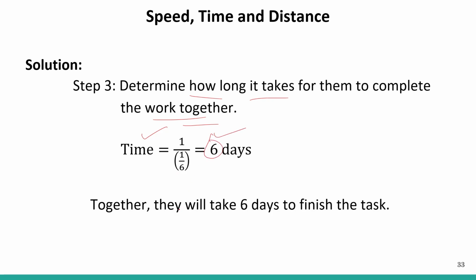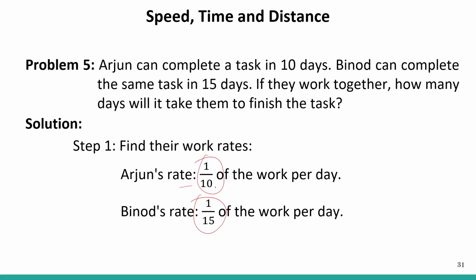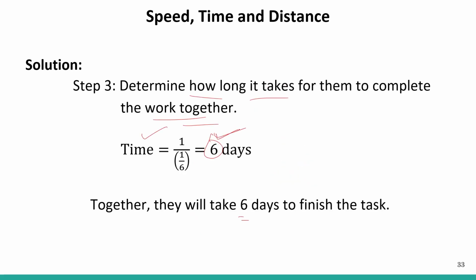So if they work together, then they will take 6 days to finish that task. But individually it will take 10 days for Arjun and 15 days for Binod. Okay. Combinedly they can finish the work in 6 days only. Okay. So the 6 is the correct answer here.